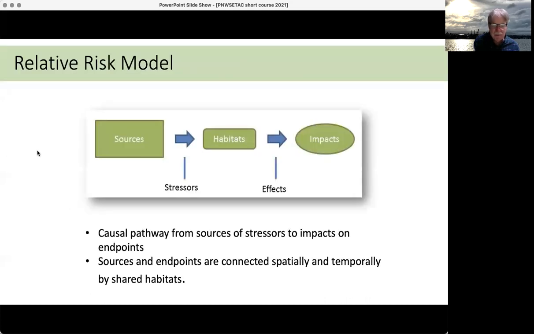The methods: this is the source stressor habitat diagram, like I showed in part 1. We build causal pathways through sources, through stressors, through habitats, to effects, to the impacts, which is the summation of our rankings for the various endpoints. And the sources and endpoints are both connected spatially and temporally by the shared habitats, the shared locations.